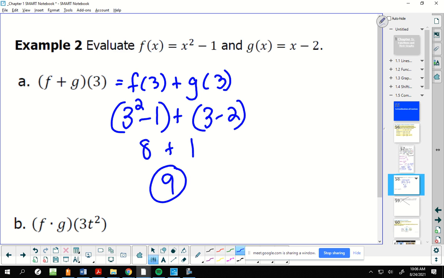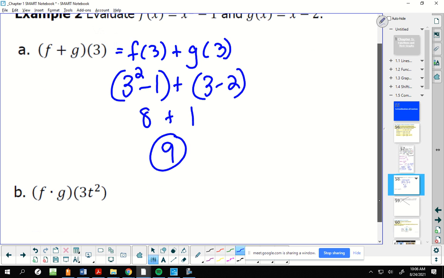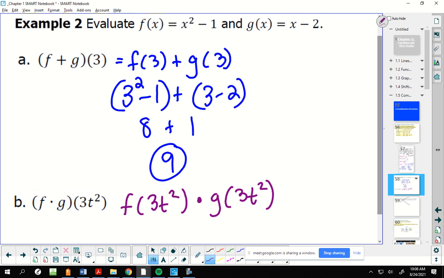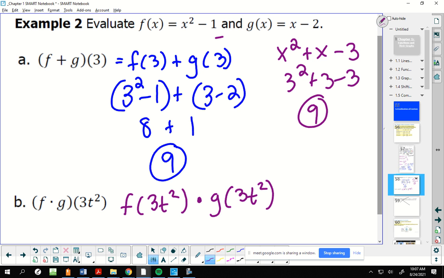All right, f times g of 3t squared. So we can do f of 3t squared times g of 3t squared. Now, I'm going to tell you this. If you wanted to, you could find f plus g first. So you could add these together. So we get x squared plus x minus 3. Then you could plug in 3 into that. 9 plus 3 is 12, minus 3 is 9. You're going to get the same thing.